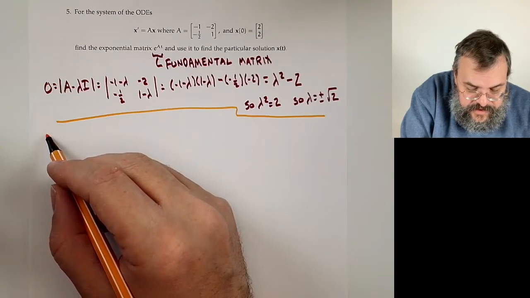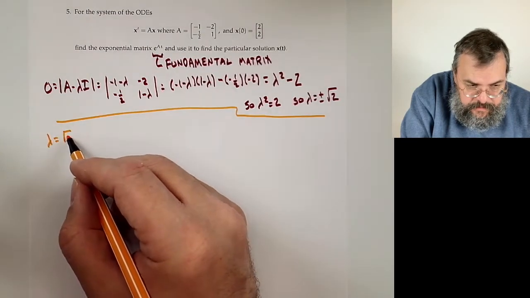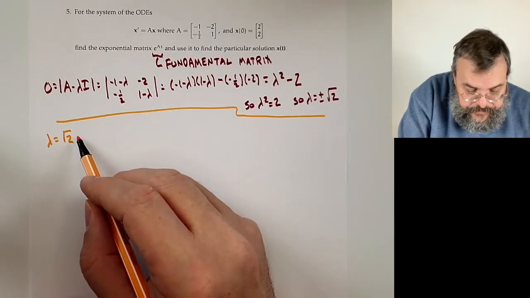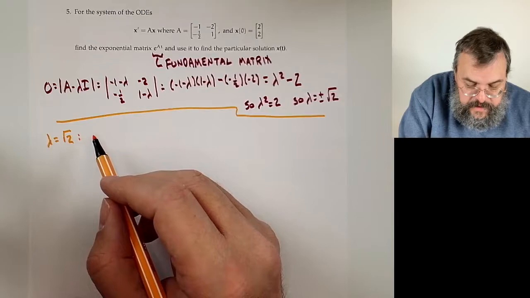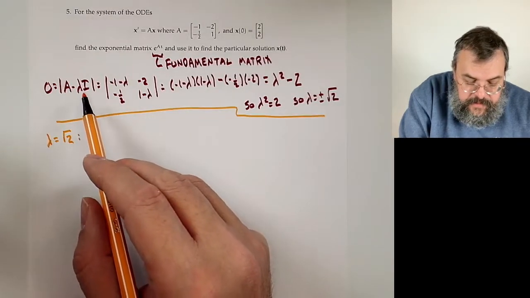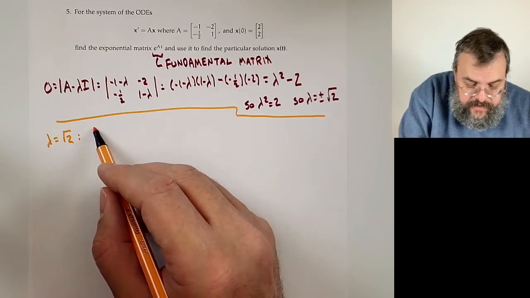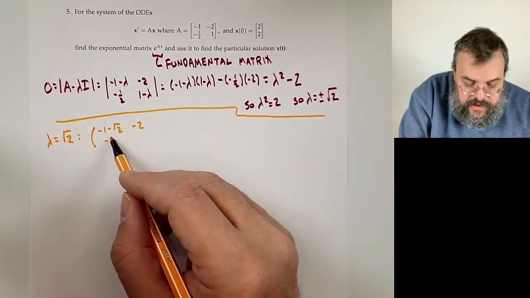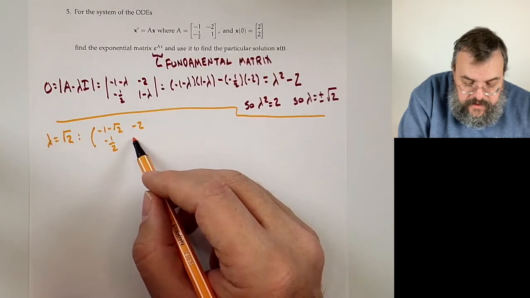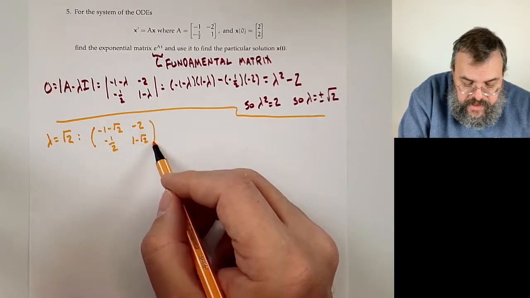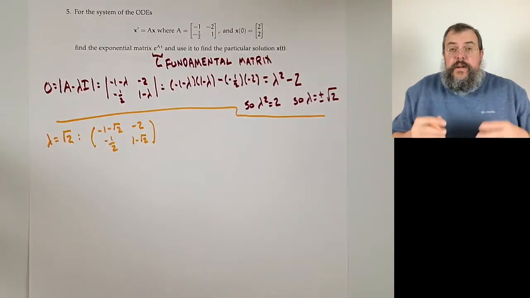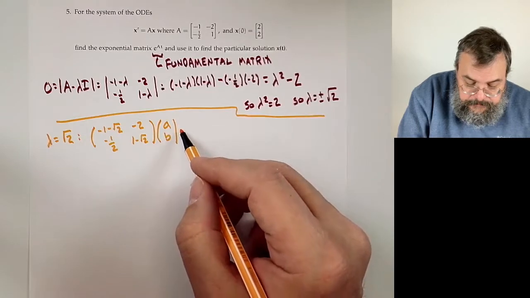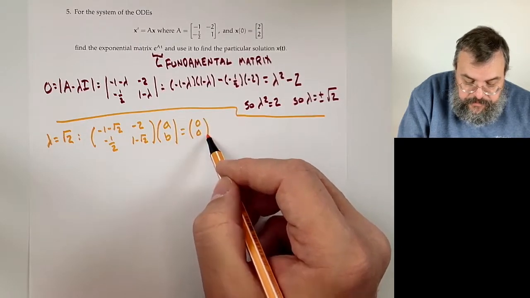So let's begin. We got to find our solution. So we'll start with lambda equals plus the square root of 2. And what do we have? Well, we're going to look at A minus lambda I. So we have our minus 1 minus root 2, minus 2, minus a half, and 1 minus root 2. Okay, so there's our A minus lambda I, and we're going to multiply it by some vector (a, b), and we're going to get (0, 0).